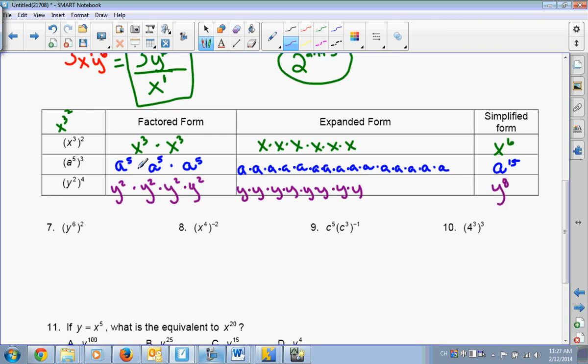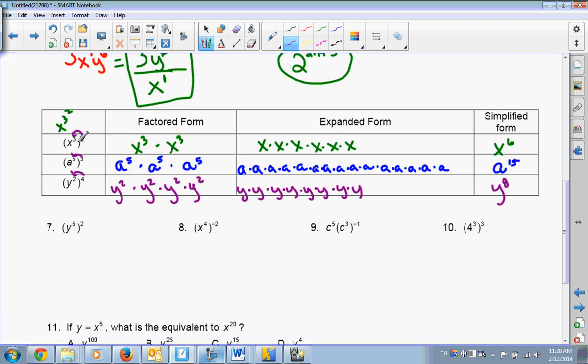So when you have a power to a power, what are you doing with exponents? Look at the rule. It's 3 times 2, 6, 5 times 3, 15, 2 times 4, 8. Yes, you're multiplying the exponents. When you're taking a power to a power, it's kind of like distributing. Those are little arrows. So 2 times 3 is x to the 6th, 3 times 5, a to the 15th, 4 times 2, y to the 8th.